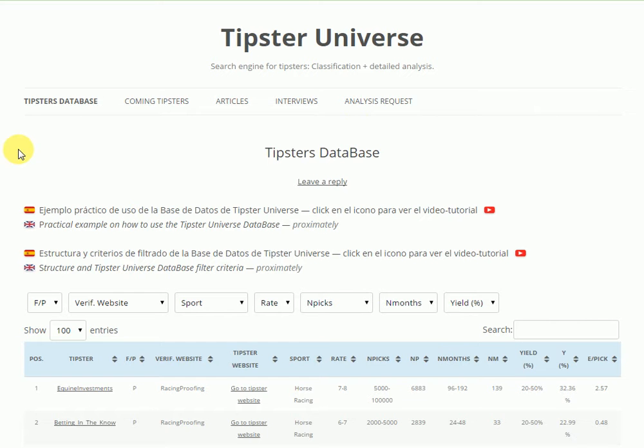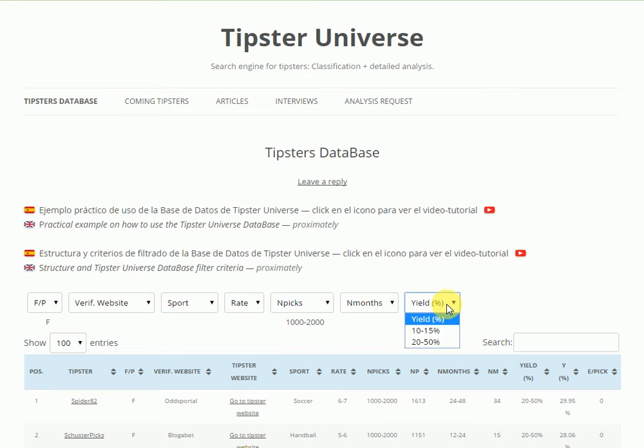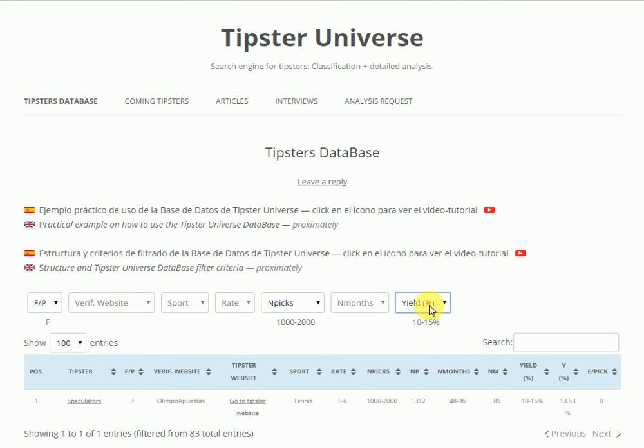Okay, so the first thing we said is that we are looking for a free tipster, so we should select here free, with more than 1000 picks. So we should select here the range above 1000 picks, and with more than 10% of yield.